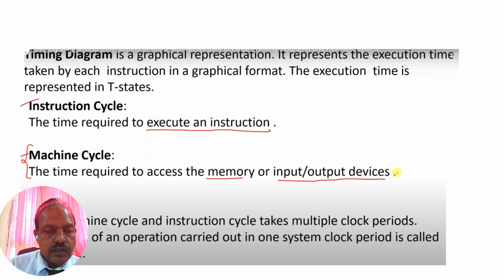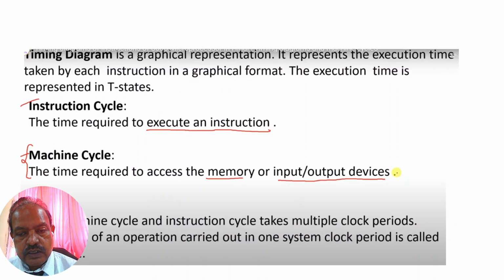Okay. The instruction cycle. What is the instruction cycle? The time required to execute an instruction is called the instruction cycle. For the execution of a single instruction, the time required is called the instruction cycle. What is the machine cycle? The time required to access the memory or IO devices is called the machine cycle. Okay, two things are there. One is the instruction cycle for executing the instruction, and the time for accessing the memory and input output is called the machine cycle.